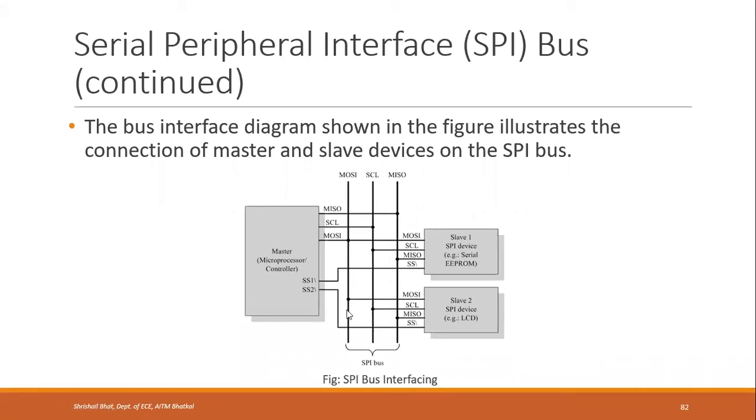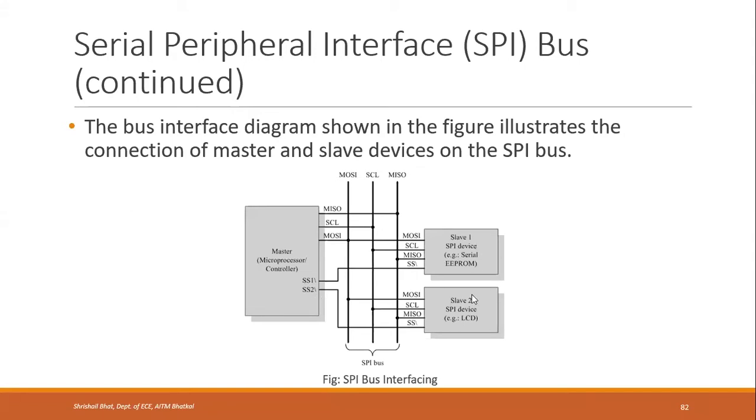So we have seen this is the master and these are the slaves. There is one master at a time and there can be multiple slaves. As we have seen, there are 4 lines here. Here SCL is the serial clock, SCLK. Then there is master out, slave in, and master in, slave out. And then there is SS, the slave select. The slash indicates it is active low.